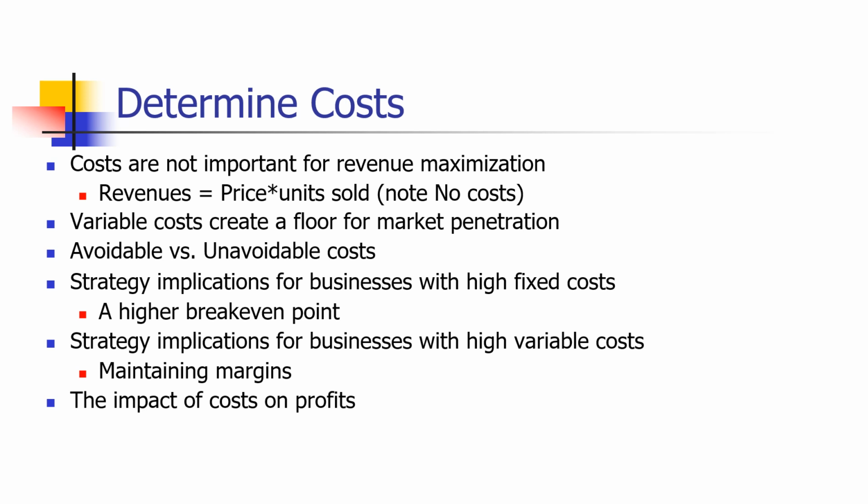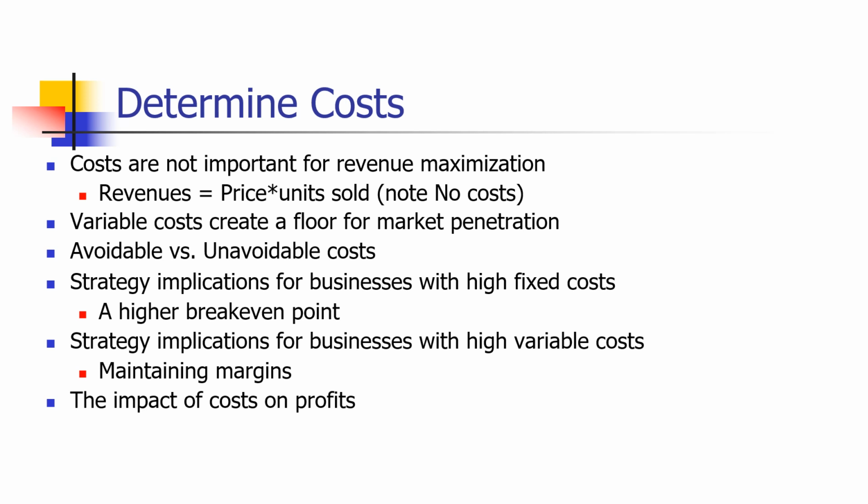Strategy implication for businesses with high fixed costs: if you have higher fixed costs, you have a higher break-even point, which means every single month you have to work very hard to sell enough goods to break even. So businesses that have high fixed costs are always worried about breaking even every month and not losing money.